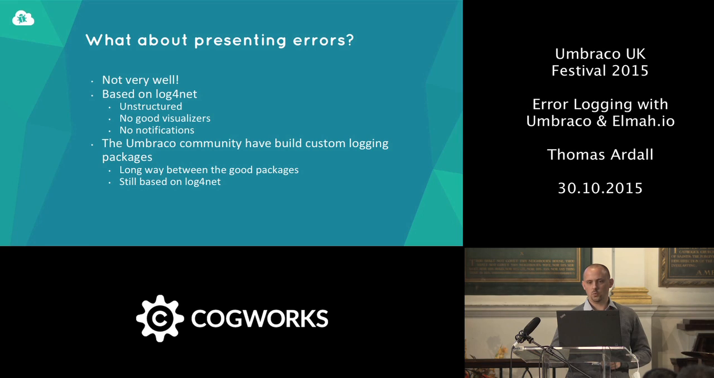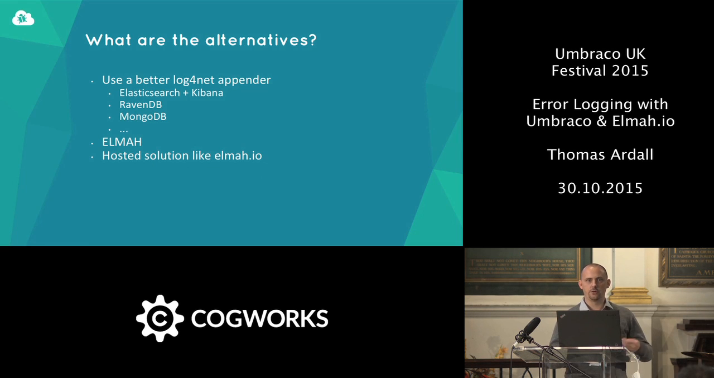So, what are the alternatives for actually showing your errors? The first alternative is to use some kind of appender. I don't know how much you know about Log4net, but Log4net implements different appenders where you can actually log your data to different data stores. There are appenders for a large range of data stores like Elasticsearch and RavenDB and MongoDB and so on. So you can actually put your log messages inside some sort of NoSQL database.